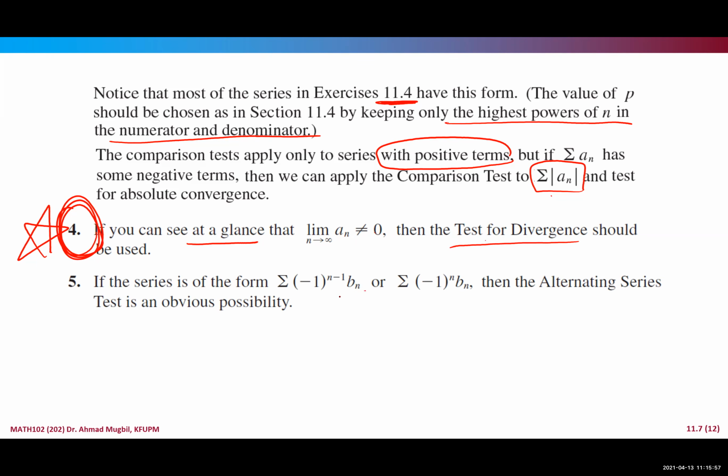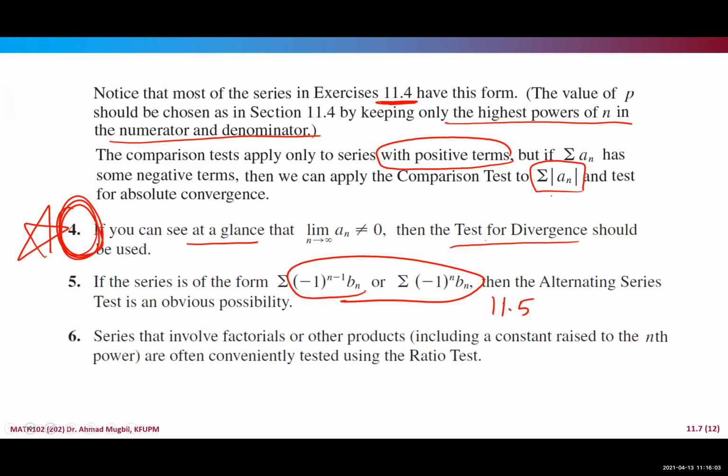If the series is alternating, use the ideas of 11.5, the alternating series test. If the series involves factorials, like n factorial, or other products involving a constant raised to the nth power, then it is very convenient to think about the ratio test.